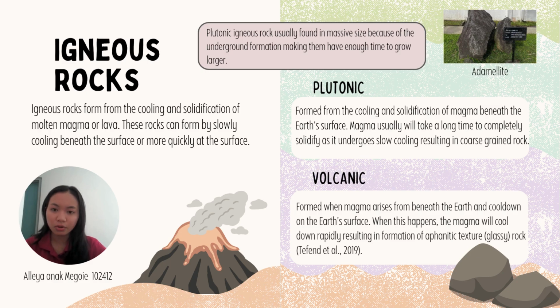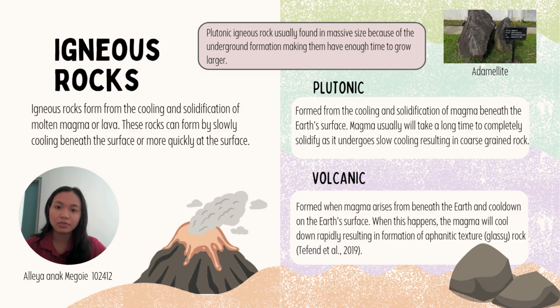Firstly, igneous rock forms from the cooling and solidification of magma or lava. It can form by slowly cooling beneath the surface or more rapidly at the surface. It is divided into two types, which are plutonic and volcanic.